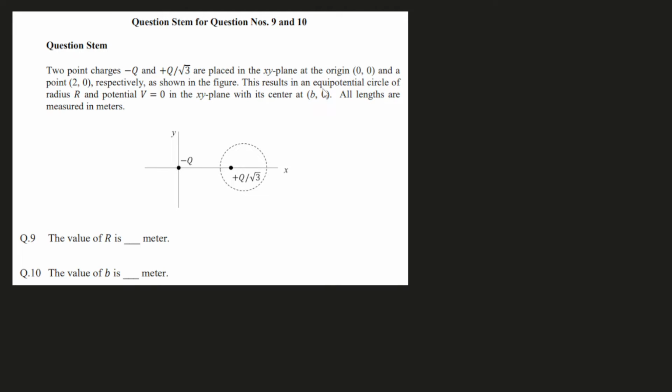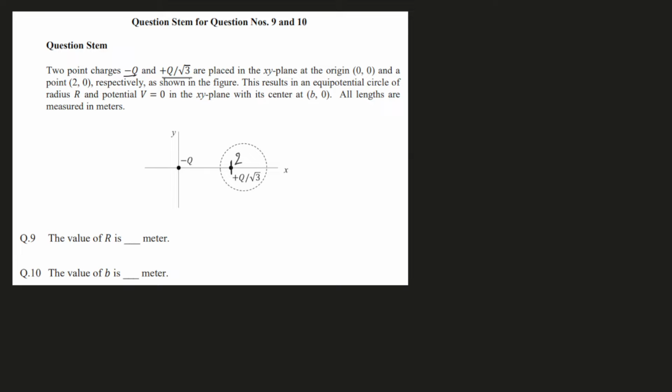So here's a question from the JEE Advanced 2021 Physics Paper 1. It says that there are 2 point charges, negative q and positive q over square root of 3. They are placed in the xy plane at the origin and at the point (2, 0). So this point right here, its x coordinate is 2, as shown in the figure.